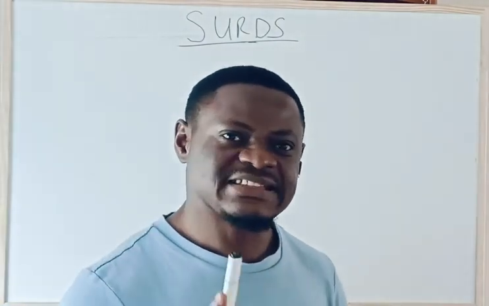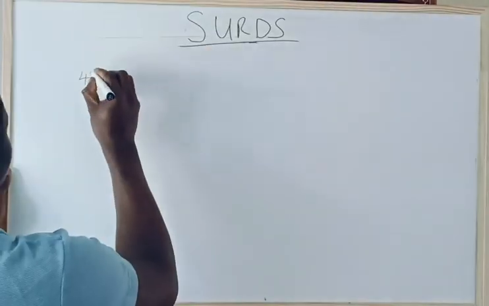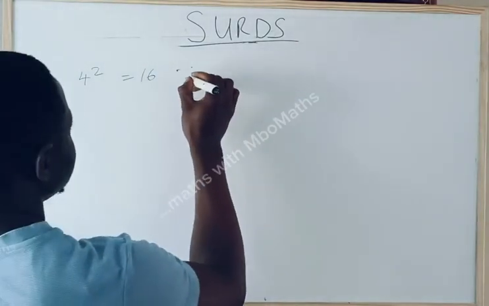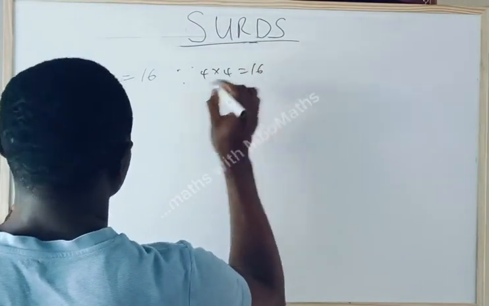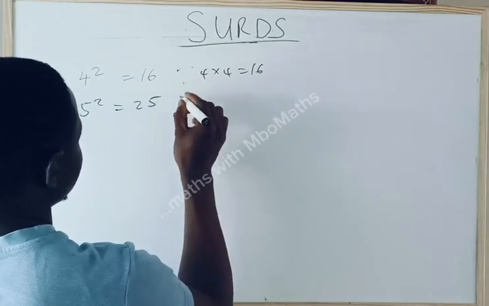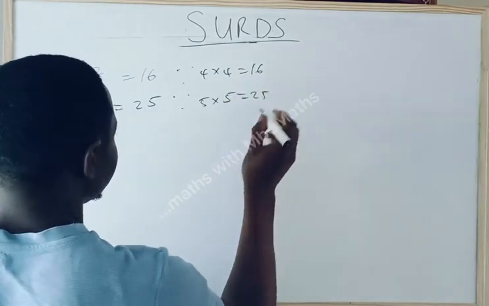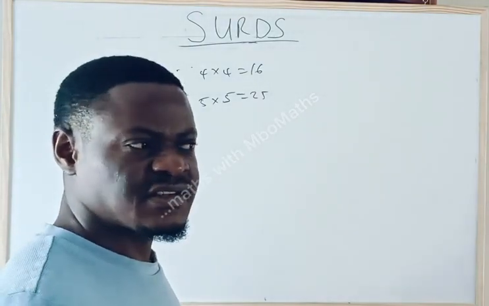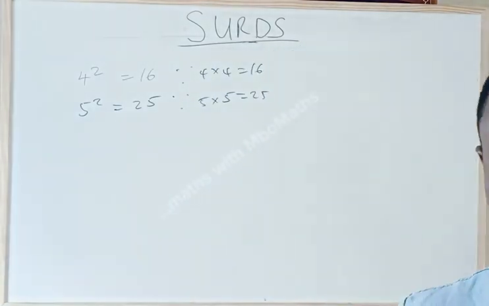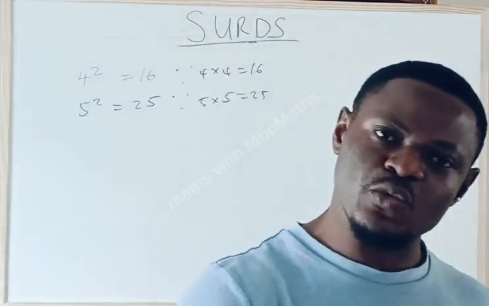Before we go into that, let's think about powers and squares. You and I know that 4 squared is equal to 16 because 4 times 4 is 16. In the same vein, 5 squared is equal to 25 because 5 times 5 is 25. So what if we want to reverse this? Reverse in the sense that we want to know the number which, when it multiplies itself, gives 16 or 25. We assume we don't know. What if we want to know?